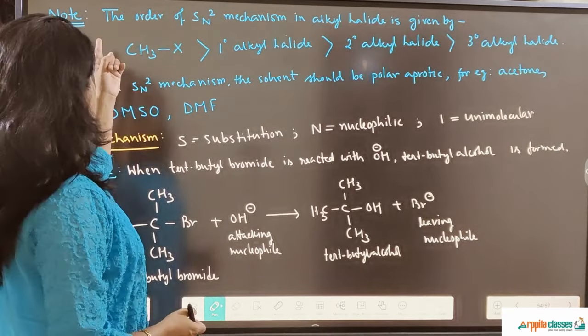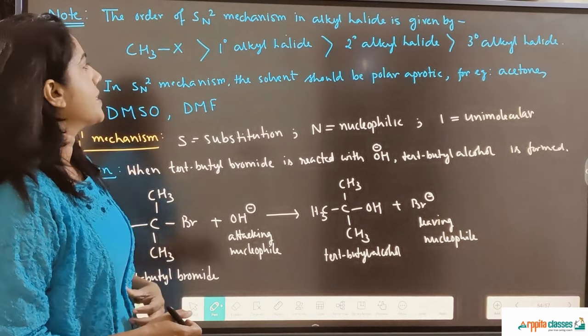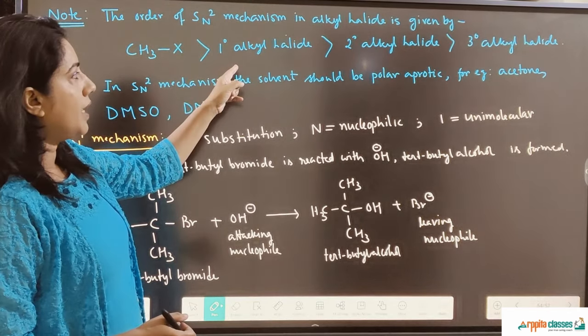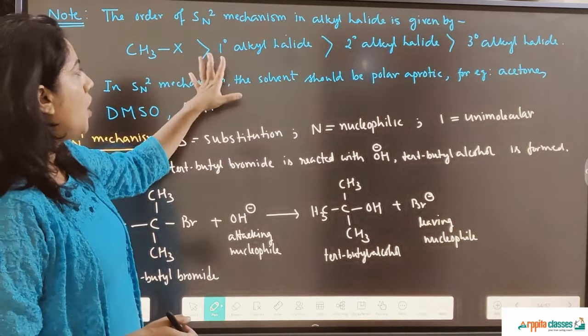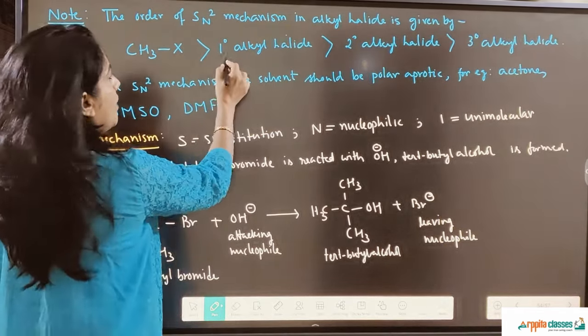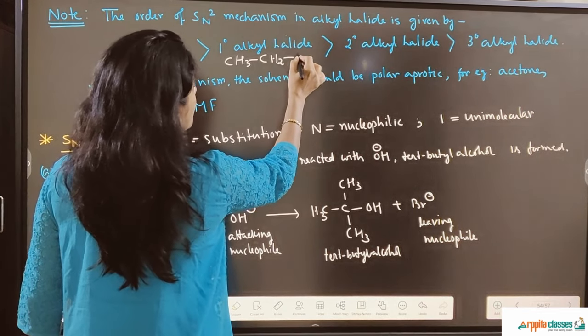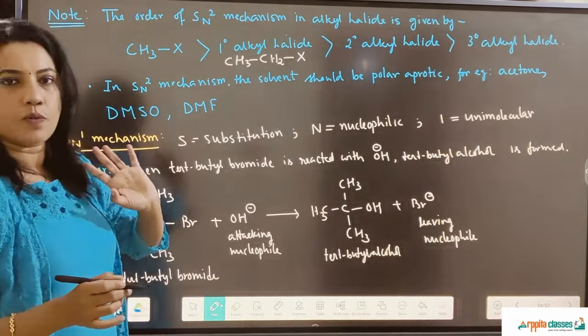Okay, the next thing is a very important note: the order of SN2 mechanism in alkyl halides is given by CH3X, that is methyl halide, greater than 1 degree alkyl halide, greater than 2 degree, greater than 3 degree. This also I mentioned. 1 degree alkyl halide and methyl halide, what is the difference? A 1 degree alkyl halide can be ethyl halide also. So they have taken methyl halide separately. It's nothing, this is also 1 degree, this is also 1 degree.